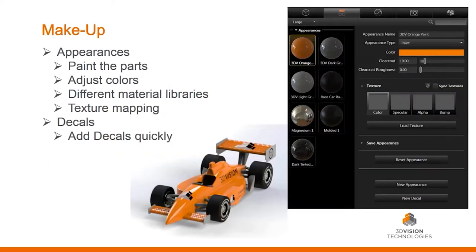The next part is the makeup, right? You can't just start shooting those Hollywood actors. They've got to get all made up and pretty. So we're going to talk about appearances, painting parts, how to adjust stuff, and the different material libraries, and a little bit on texture mapping and decals.